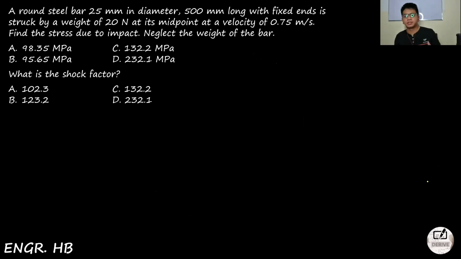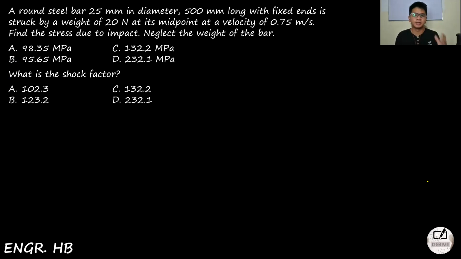So I will read the third question. A round steel bar, 25 mm in diameter, 500 mm long with fixed ends is struck by a weight of 20 Newton at its midpoint at a velocity of 0.75 meters per second. Find the stress due to impact and neglect the weight of the bar.